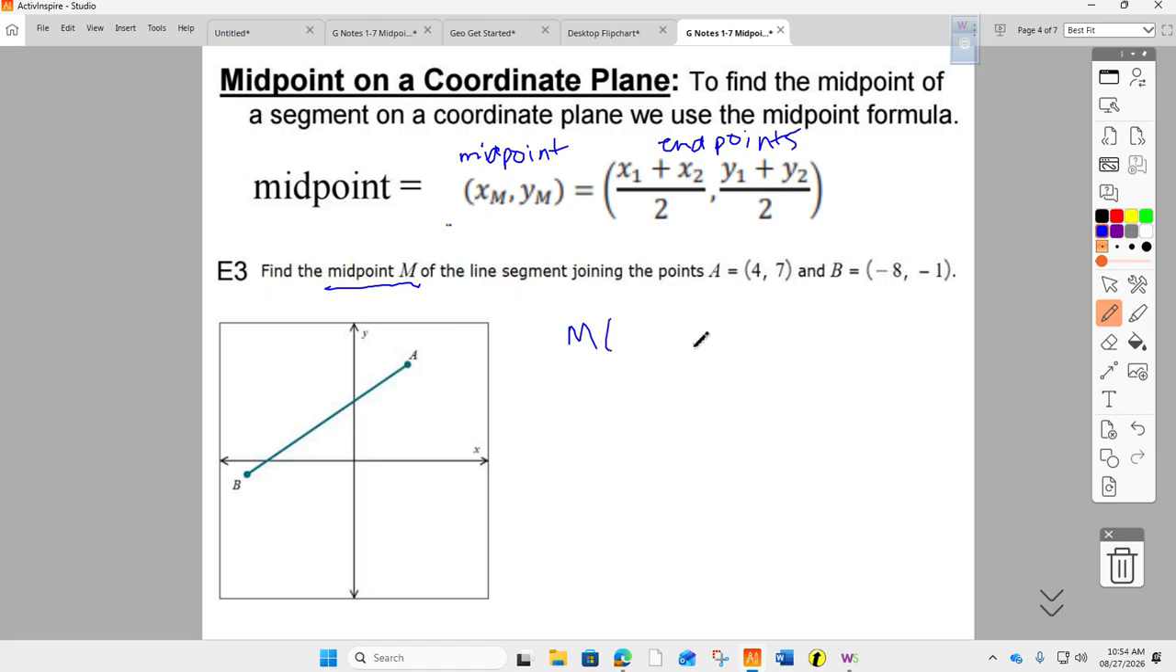So our midpoint is going to be M, but we need the ordered pair for that, equals, and now we're looking at our x and y coordinates. So x plus x divided by 2. This: 4 plus negative 8 divided by 2, and that's the x-coordinate for the midpoint. So that's 4 plus negative 8, negative 4, divided by 2, which is negative 2. That is our x-coordinate of the midpoint.